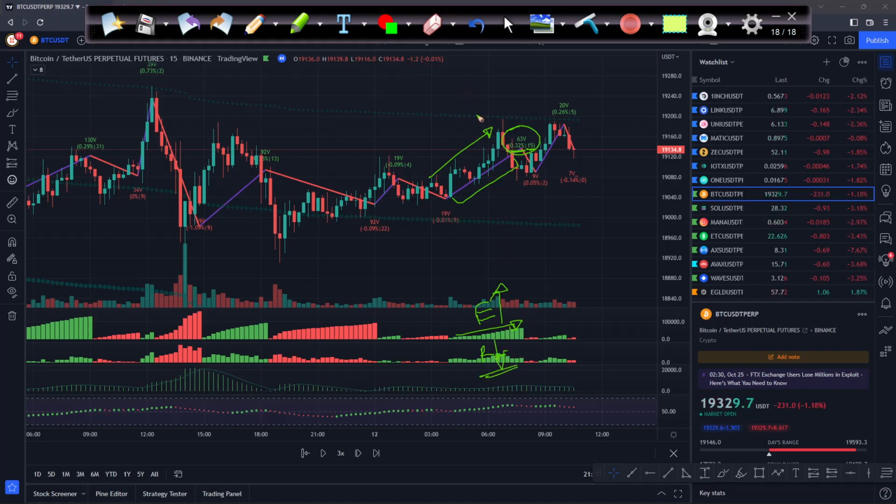And see, the volume is also flat. Then we came down with less volume, making a higher high here, here, and then here. What we did here is that we tested this value area over here, which was here. With this much less volume, we are making the same amount of higher high as this one, which says that it's a bullish divergence.